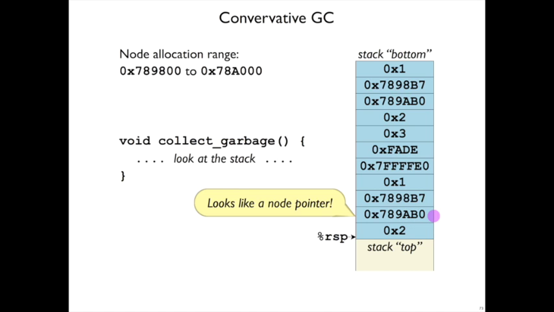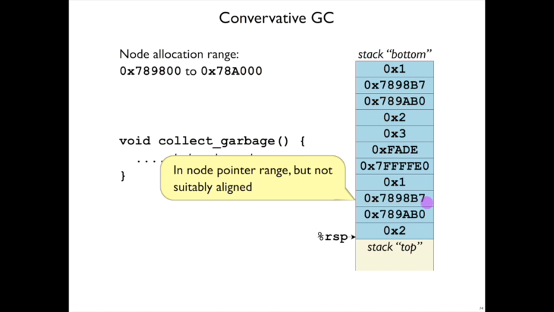Now, the conservative collector cannot be sure that this is a node pointer. It could be a number that you were about to print out after doing some multiplications or something like that. But that's the conservative part of the conservative GC. It'll assume that because this number looks like it could be a pointer, that it actually is. There's another complication here. We have a pointer, but this is clearly not the pointer to the beginning of a node record because it's an odd number. It's not suitably aligned.